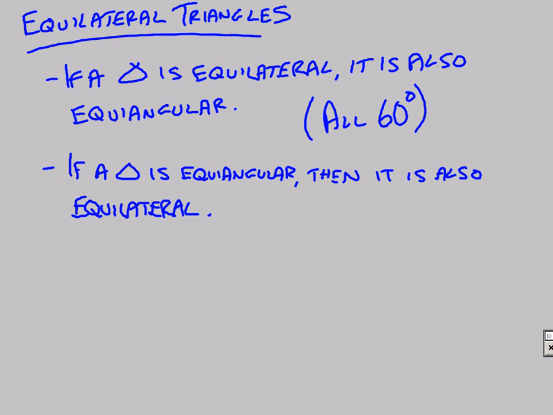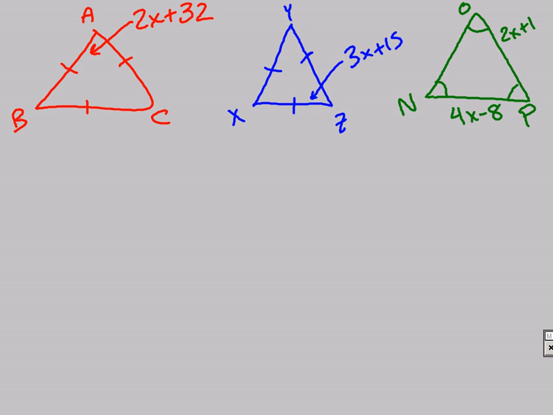We also have equilateral triangles, which are even easier. If it is equilateral, it must be equiangular as well, which means all three angles would be 60. And if it's already equiangular, then we can say it's equilateral, just as easily. So when we do these problems, if one angle is 2x plus 32, well, 2x plus 32 must equal 60, because it's one angle of an equilateral triangle. So 2x equals 28, which means x equals 14 here.